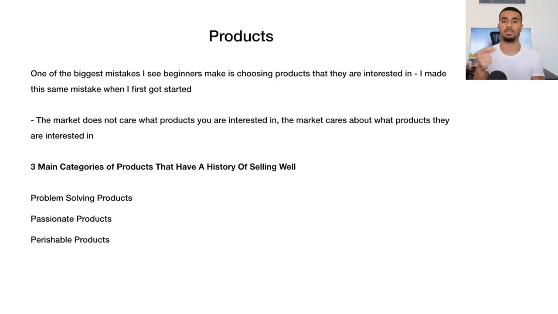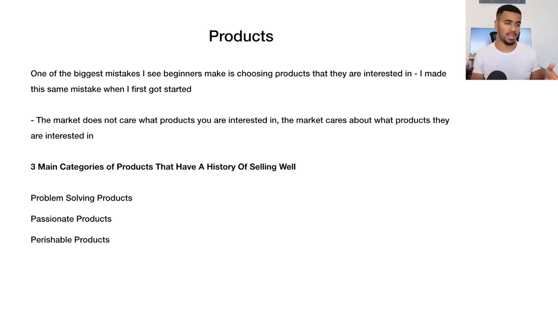An example of a problem solving product is, some of you guys may have seen it, there was this ad going around for these posture corrector devices. You put them on and they basically help you with your posture, right? Keep your posture nice and straight, keep your chest out, your shoulders back. That product right there did extremely well, right?